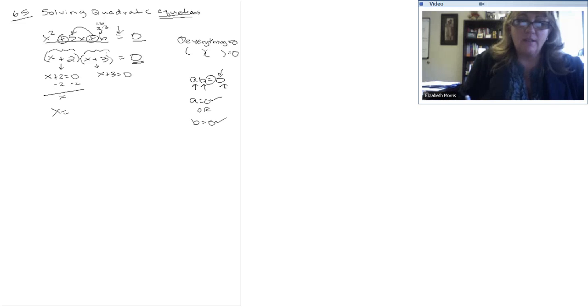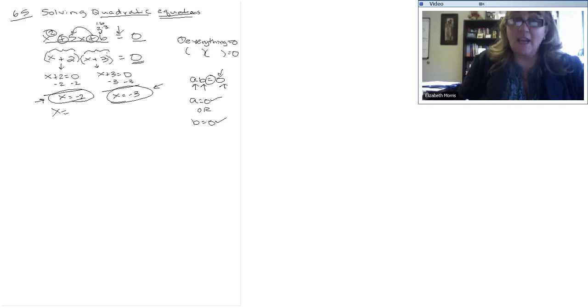So x is negative 2, or x is negative 3. With quadratic equations, you have 2 answers because the highest exponent tells you how many answers you should have. So we need to have 2 answers. If x was negative 2, you'd get 0. If x was negative 3, you'd get 0. All right? Let's go over that again. Go over that again and think about what I just did.